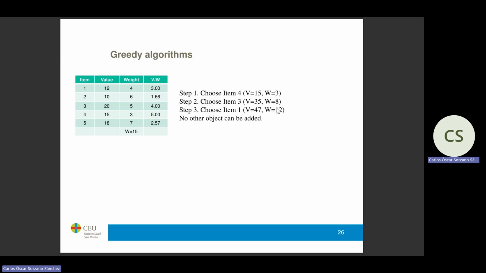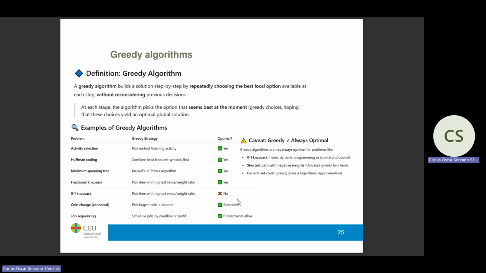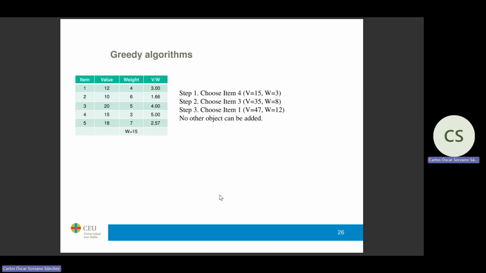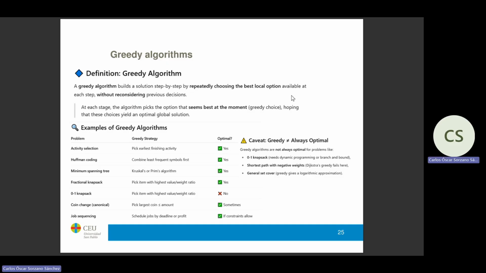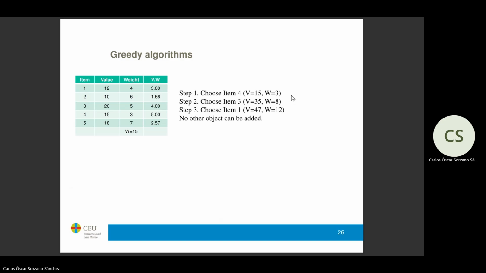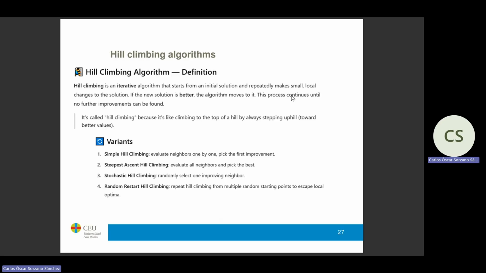I have almost used my whole capacity, but I don't get the maximum value and I don't fully occupy my capacity. So you see, being greedy is very, very easy to apply, but it doesn't guarantee that you will get the best solution, as we said here. But it is very easy. It is much easier than this thing here. This thing is complicated, although it goes to the optimal solution. This one gives you a reasonable solution, but not necessarily the best.